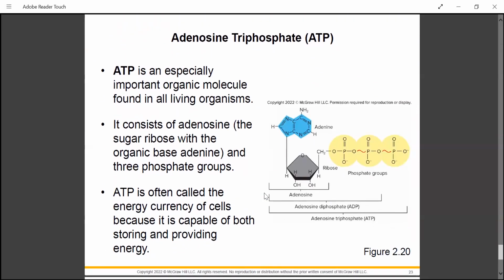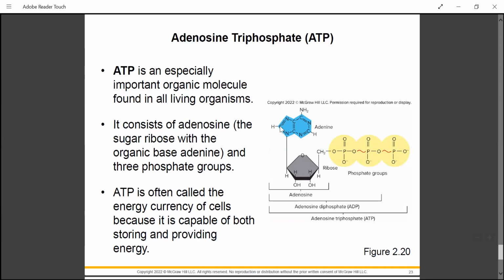Okay, ATP. We talked about this earlier in terms of ATP is our energy. So sometimes you'll hear it referred to as the energy currency of cells because it's capable of both storing energy and providing energy. So when we put these phosphate groups together, these bonds store energy. When we break one of these bonds, that's going to release energy.